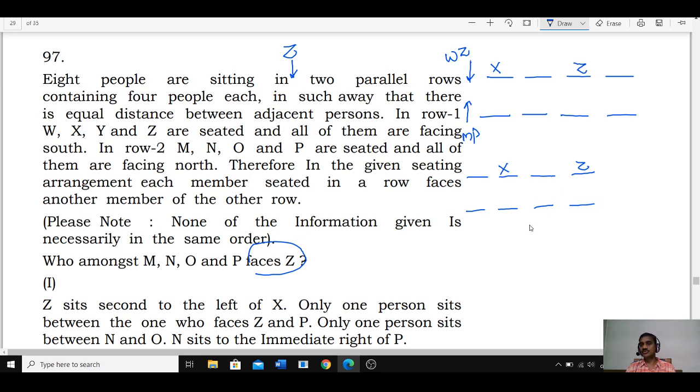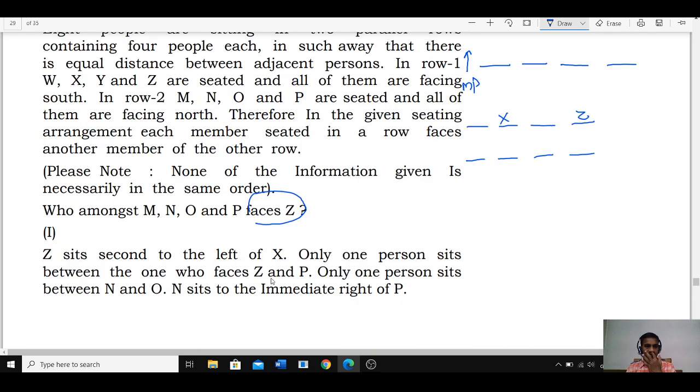Whenever in data sufficiency we say there is more than one answer, that cannot be your answer. To say more than one answer, we need to take possibilities. Z sits second to the left of X, only one person between Z and P. Is it possible to have Z second to the left of X? Z is seated second to the left of X, and there is only one person between Z and P.